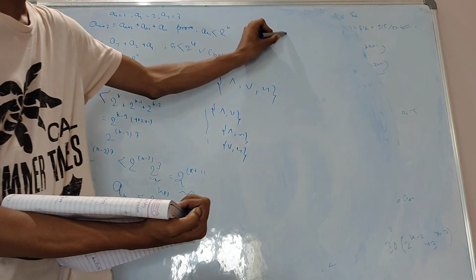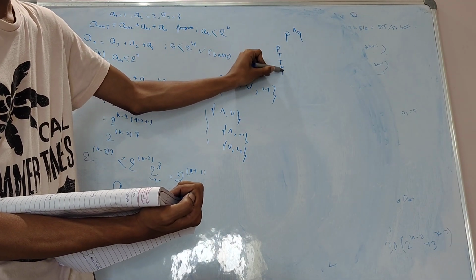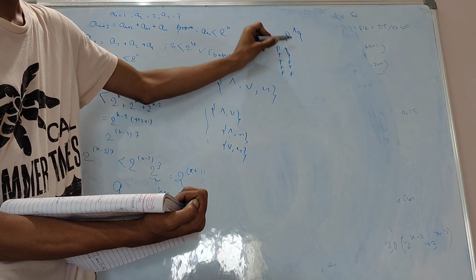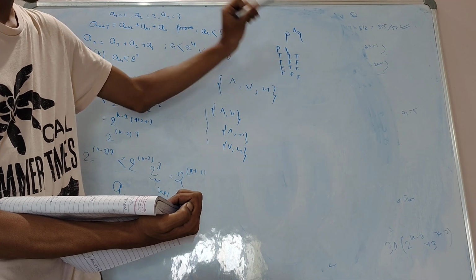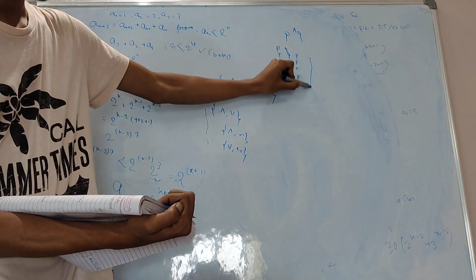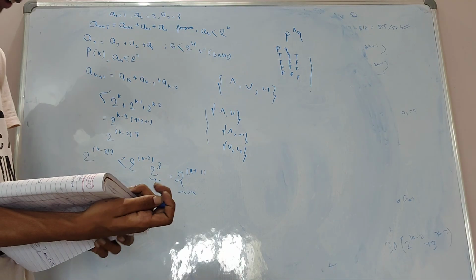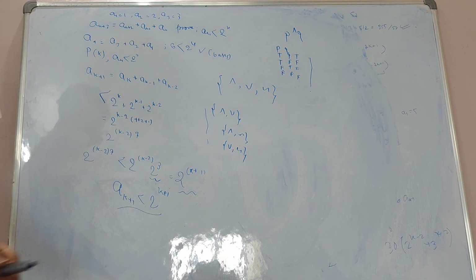Right. Suppose I have P and Q. For P I have true, true, false, false, and for Q I have true, false, true, false. Then P and Q will give me true, false, false, false. So that means this is satisfiable, true for some values and false for some other values, right? Now we will solve another question, right?